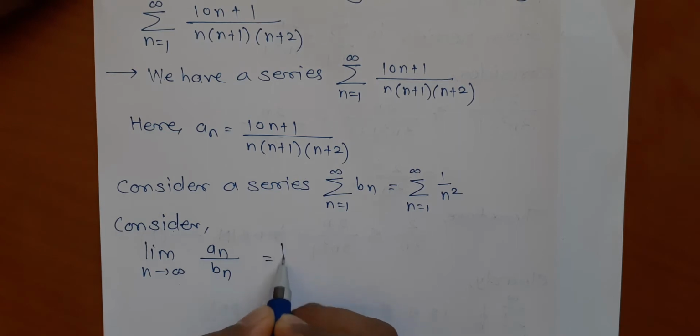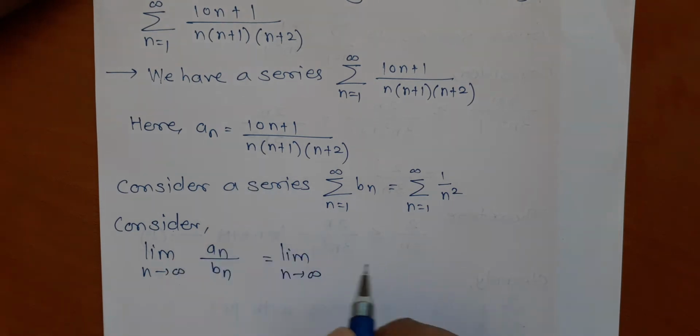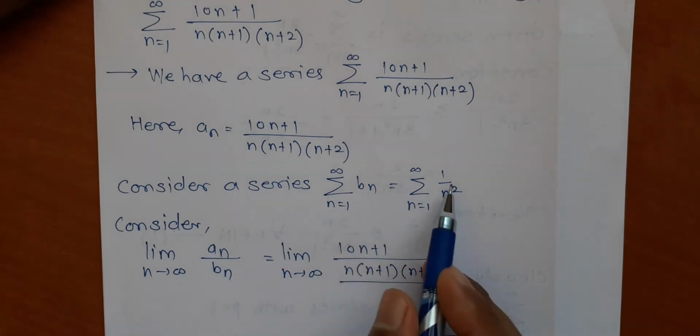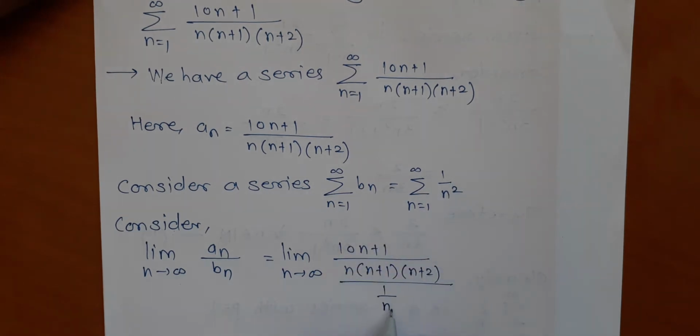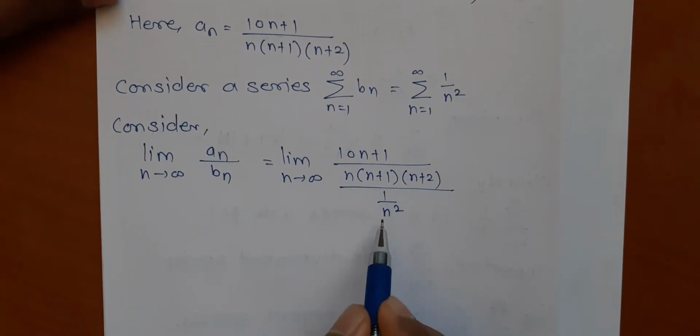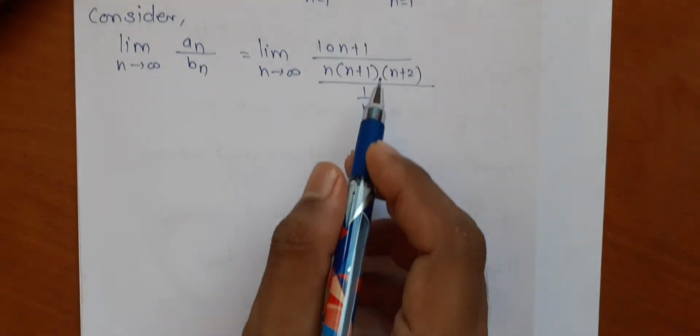So let us put the values. What is my a_n? This one, (10n + 1) divided by (n + 1)(n + 2). This is my a_n. Let us divide it by b_n. What is our b_n? 1 upon n square. So what will happen? This n square is in the denominator of the denominator, so it will shift to the numerator.